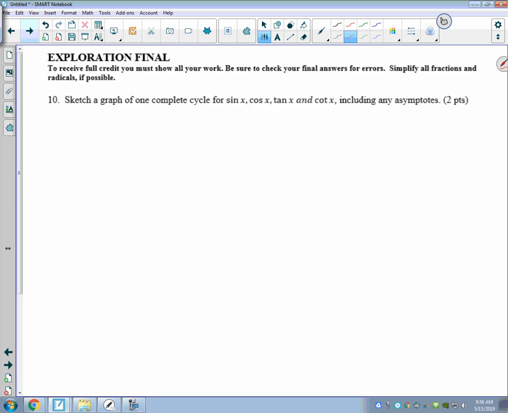Okay, last one for the no calculator part. There will be one question on your test that asks you to graph the parent function of one of these 4 things. Okay? I'm not going to tell you which one, but it will be just sine, cosine, tangent, or cotangent. So let's go through really quick how to graph these. I hope that you remember sine and cosine.